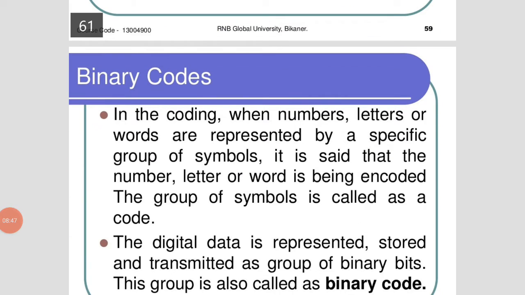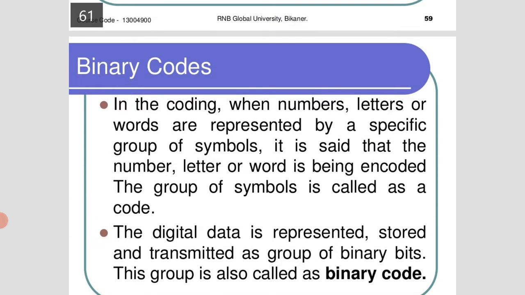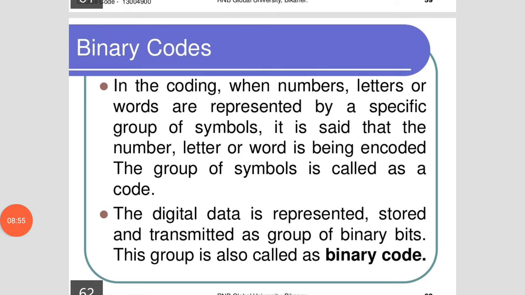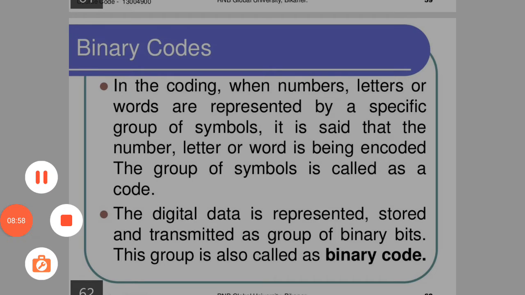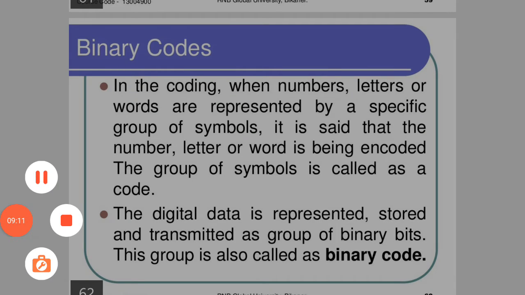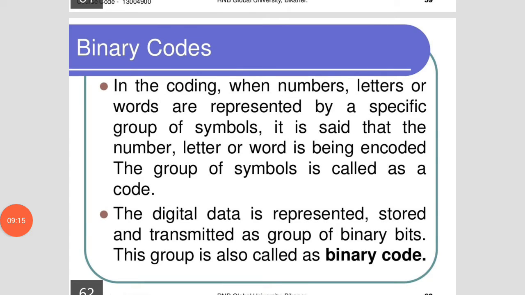After that, we have seen the two main De Morgan's theorems. Now we see the binary codes. In coding, when numbers, letters or words are represented by a specific group of symbols, it is said that the number, letter or word is being encoded. The group of symbols is called a code. Digital data is represented, stored and transmitted as a group of binary bits. This group is also called a binary code.